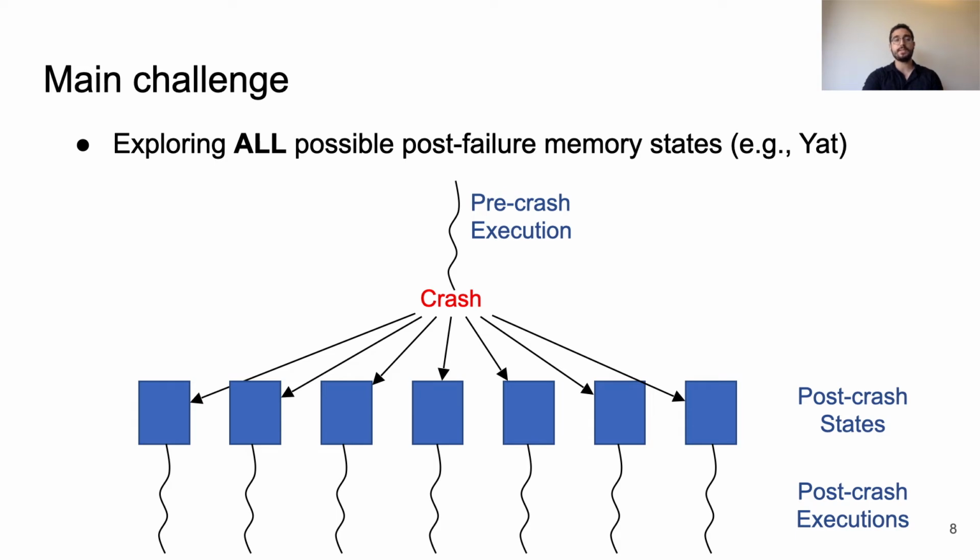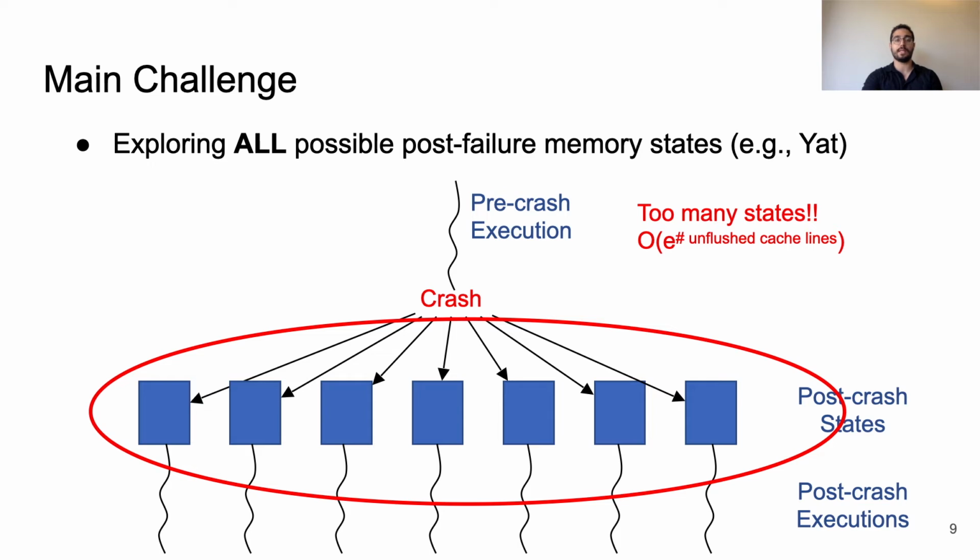In fact, a recent technique called Yat attempts to use an eager model checking approach to enumerate all possible post-crash memory states for a persistent memory program. This approach is not practically scalable because the number of memory states that must be explored grows exponentially with the number of stores that have not been flushed to memory.